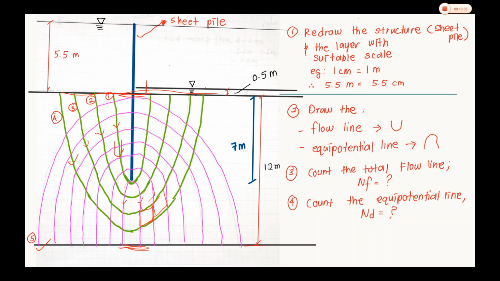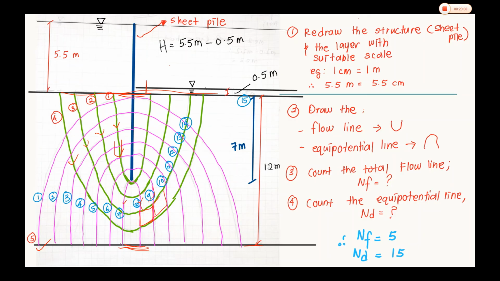And then with the equipotential lines, you have to count them one by one, section by section. So this one is 1, 2, 3 up to 14, the last one, and also including the 15. So the boundary at the top is included as an equipotential line. So now we have F, the number of flow channels, equal to 5 and D, the number of equipotential drops, equal to 15. And also we have the head H, 5.5 minus 0.5, which is equal to 5 meter.